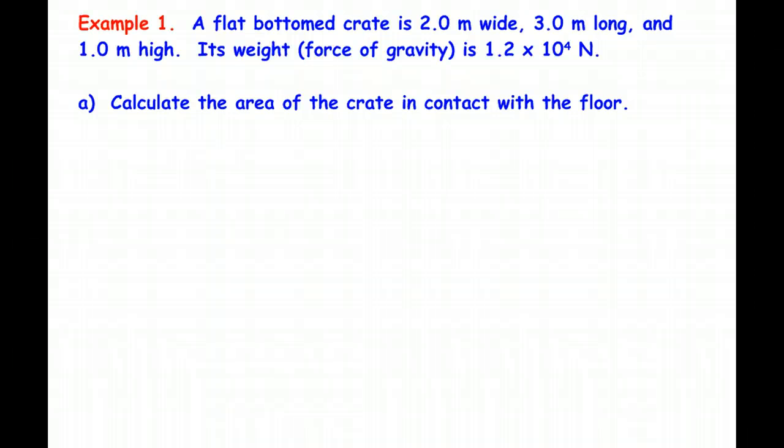So let's look at a couple of examples. A flat bottom crate is 2 meters wide, 3 meters long, and 1 meter high. Its weight, or force of gravity, remember that weight is the same thing as a mass's gravity on its mass, and it's measured as a force, so we have our answer in newtons, is 1.2 times 10 to the 4. Calculate the area of the crate in contact with the floor.